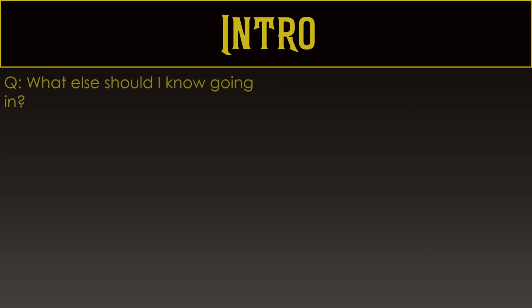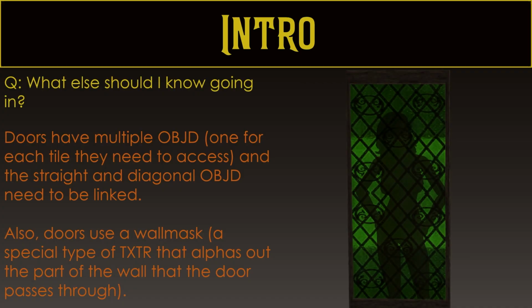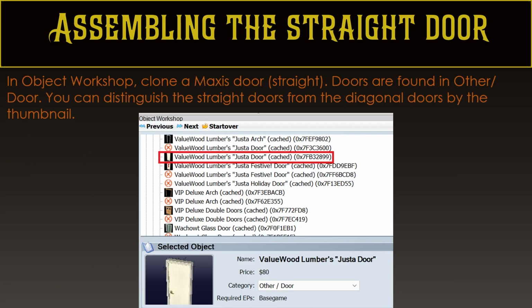What else should I know going in? Doors have multiple OBJD. So if you're used to building just regular deco objects, this might be a bit of news to you. You need to create a GID for each of those OBJD or it won't work properly. Also, doors have a wall mask. It's a special texture that lets the wall know what part is cut out for the door.